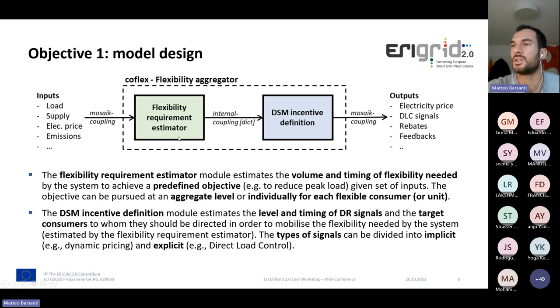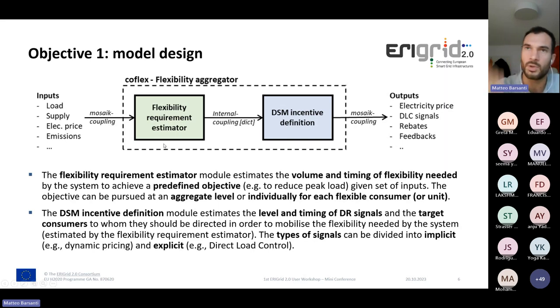Then based on the output of this first component, we have the second module, which we call demand side management incentive definition. So we estimate the level and timing of demand response signals and the target consumers in order to mobilize the flexibility that is needed by the system. This can be done through two different types of signals, implicit like dynamic pricing or explicit like direct load control. So these two components behave like a wrapper, and they manage the data inputs and outputs and the coupling.